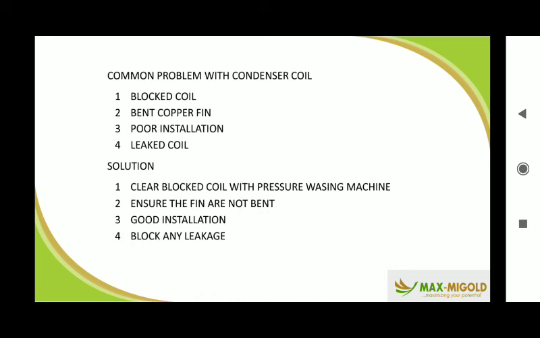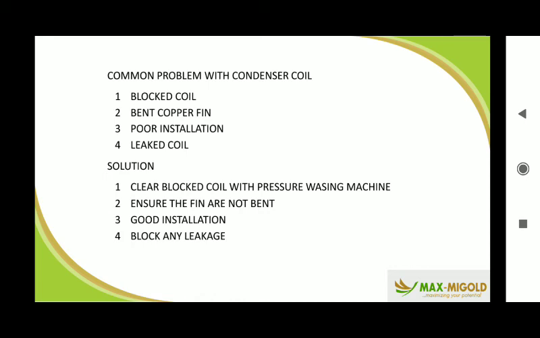Then bent copper fin. Your outdoor unit has some aluminum fin. The essence of the aluminum fin is to encourage effective distribution of heat around the copper pipe. So if they are bent, as air is being sucked around the condenser coil, it will not find a way to blow out the hot air. It will bounce back into the unit. This could also affect the compressor.